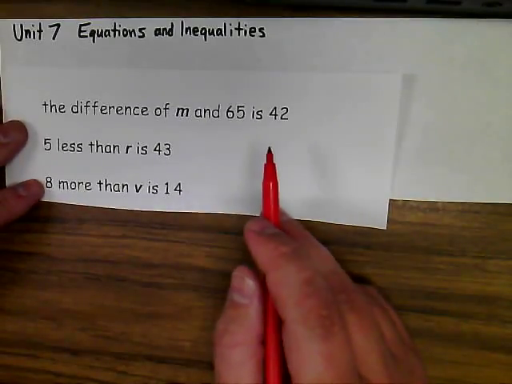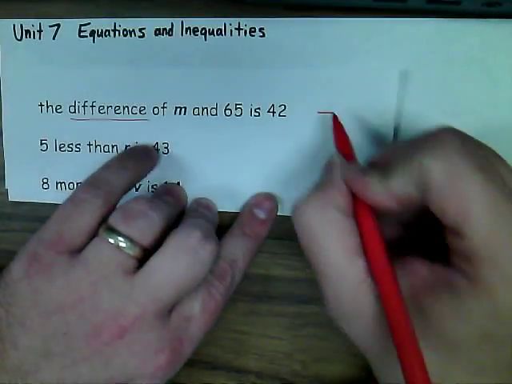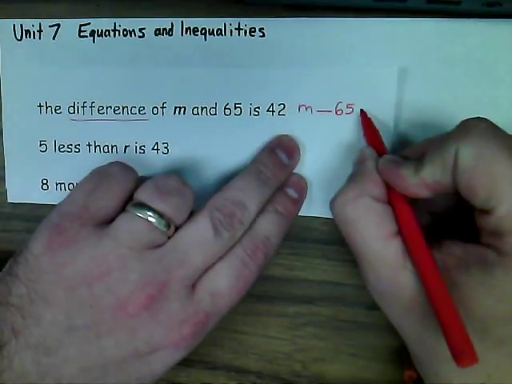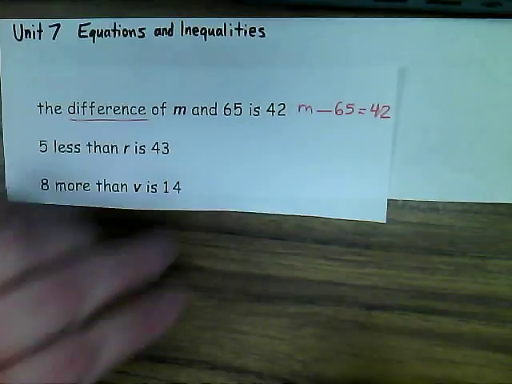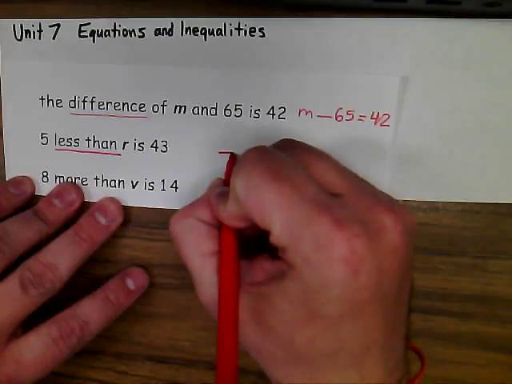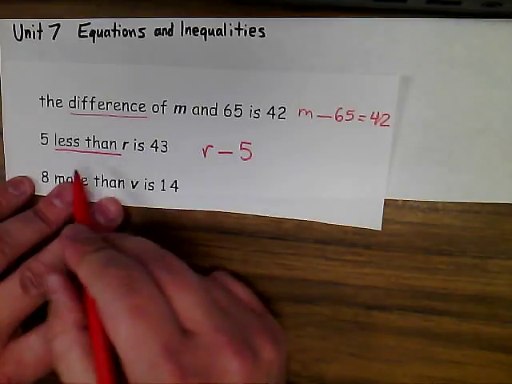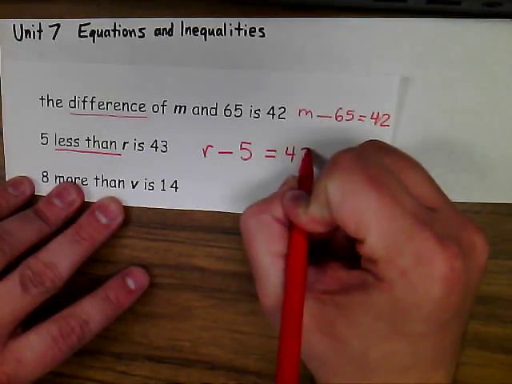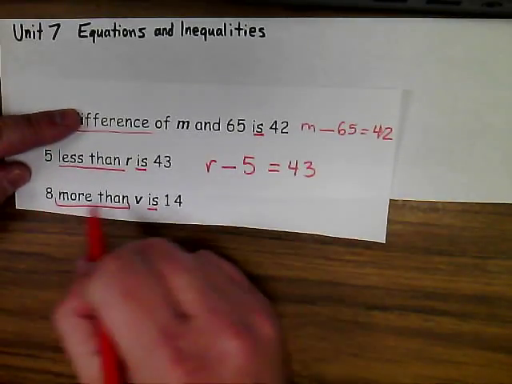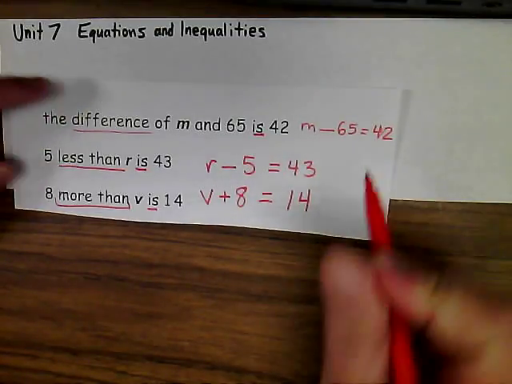The difference of m and 65 is 42, because the difference of means subtract. We're going to subtract. M and 65 are our terms. And then our answer is 42. You can see 5 less than r. Now, less than means subtract, but it is a troublemaker. So it's going to be r minus 5. It does switch the order of the two terms. And that equals 43. And again, the word is going to mean equals. So more than, you're going to have 8 more than v is going to be v plus 8 equals 14.